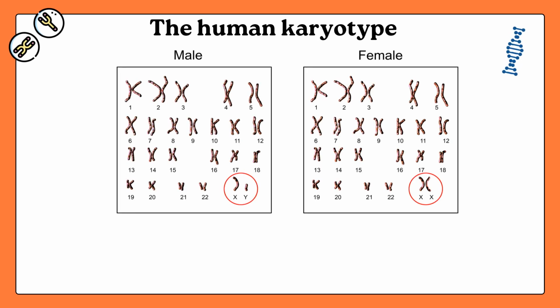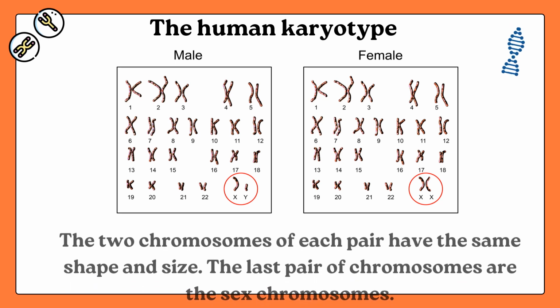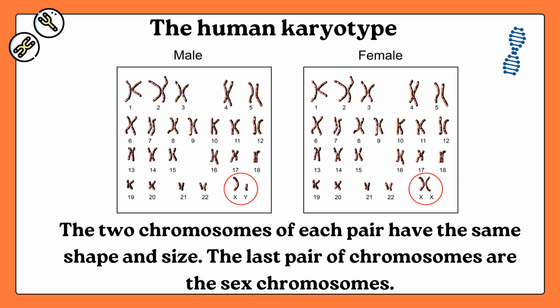Now we have two karyotypes, male and female. From 1 to 23, the first 22 pairs of chromosomes carry all the genes of all the features found in the body except the last pair. The last pair determines the gender of the human. If it is XX it will be female, if it is XY it will be male. So the two chromosomes of each pair have the same shape and same size, and the last pair of chromosomes are called the sex chromosomes.